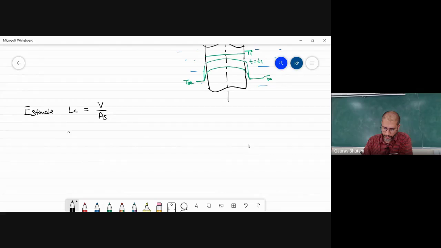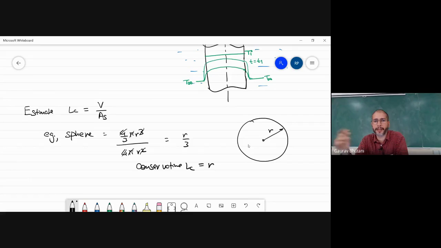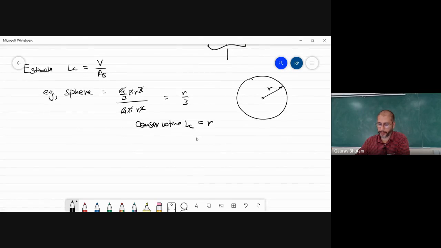So for example, for a sphere, your volume is 4 by 3 pi r cubed, and the surface area is 4 pi r squared. So you get r by 3. But again, a sphere is a very symmetric shape. So this is your r. In this case, to be more conservative, I will take this to be r. That will overestimate my Biot number, and then I'll be much safer. I may not end up using the lumped capacitance model where it may not be valid. So it's always good to play safe and use the spatial variation so that you don't make an error in the calculation of temperature.